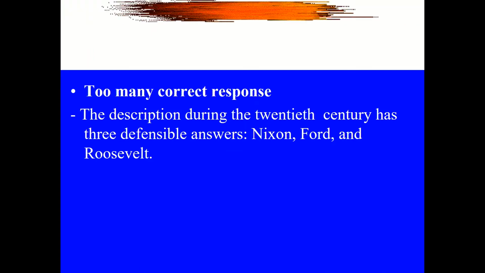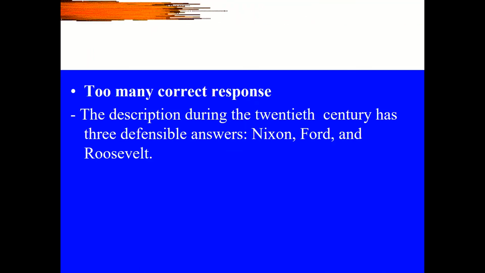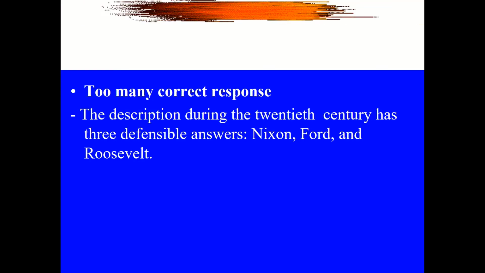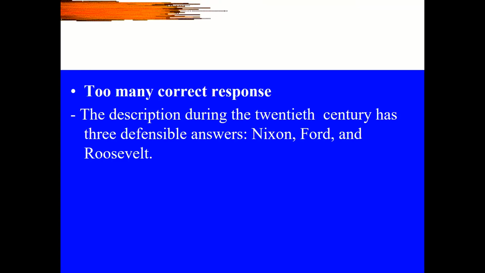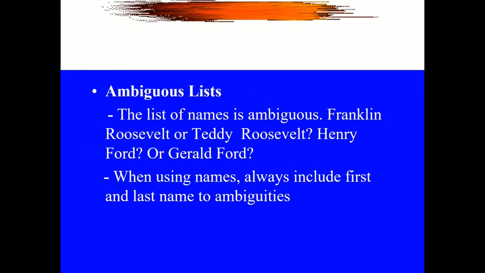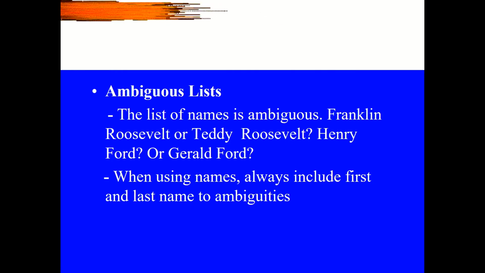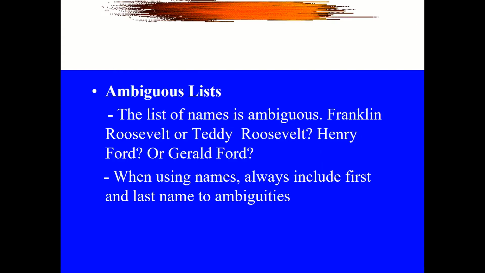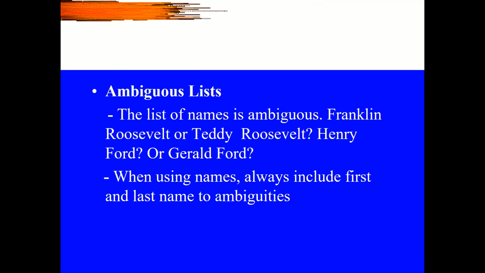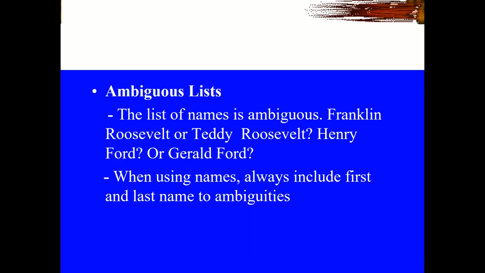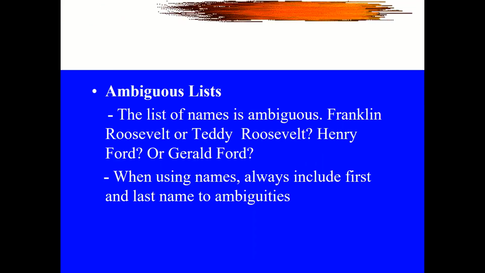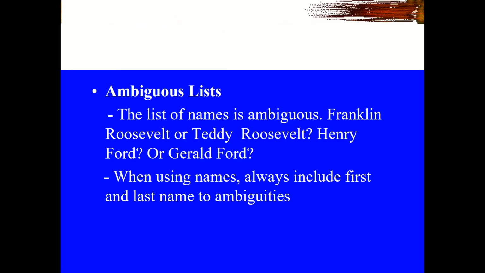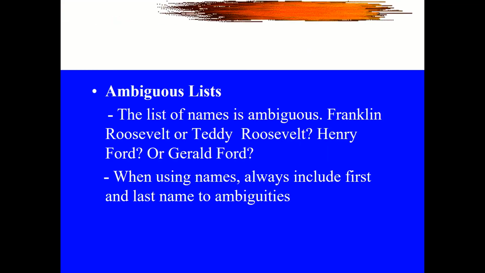Okay, too many correct responses. So you have the description during the 20th century that has three correct answers: Nixon, Ford, and Roosevelt. They all belong to the 20th century. Then we have the ambiguous list of answers. We have Roosevelt and we have also Ford. We don't know if it's Franklin or Theodore Roosevelt, or Henry Ford or Gerald Ford. So to improve this, we try to include their first names also.